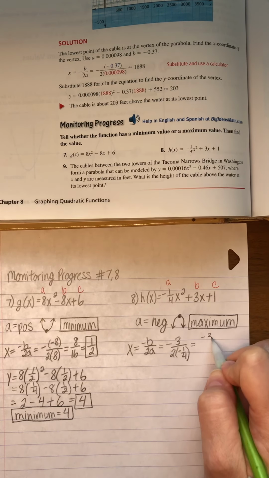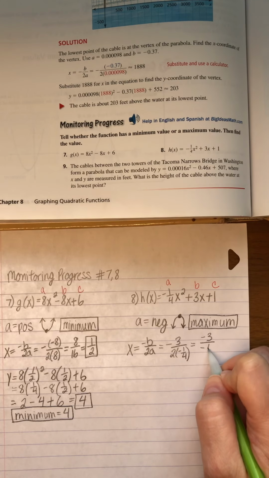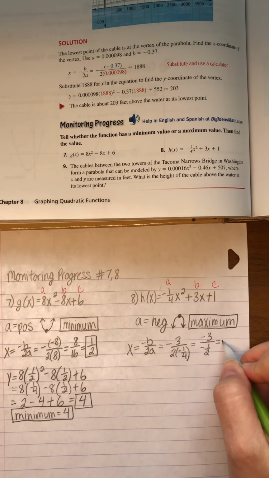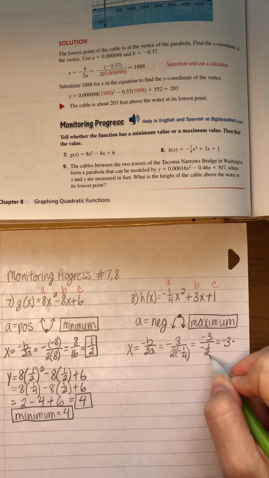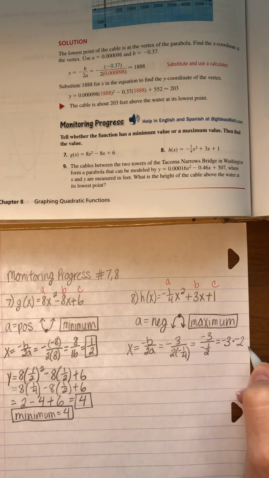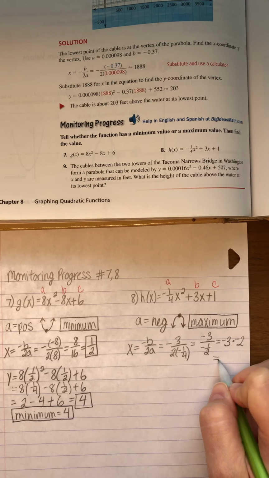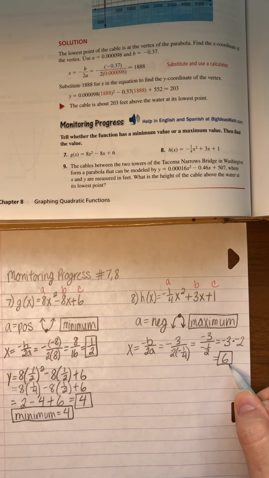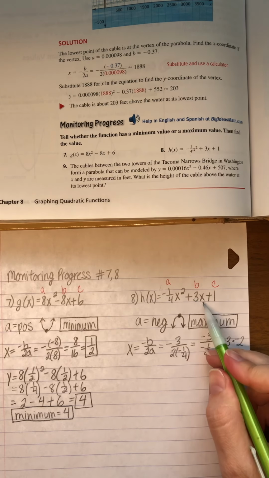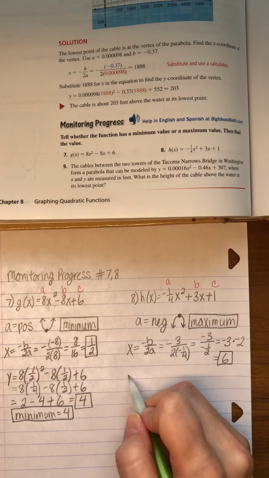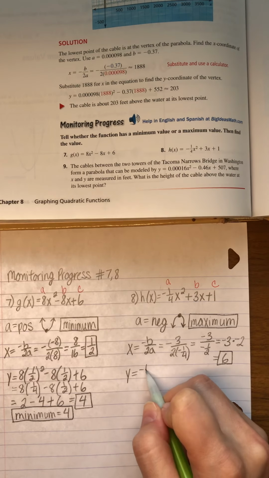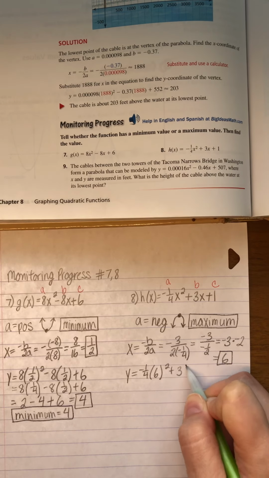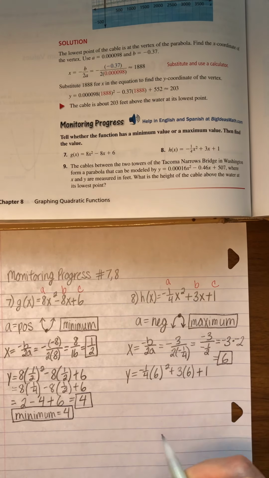This becomes negative 3 over negative 1/2. And here we can do keep, change, flip. So we're going to have negative 3 times, let's flip this, negative 2. So we have our value is positive 6. Let's take the 6 and let's plug it into our equation for x, and we can find the y of the vertex. y equals negative 1/4 times 6 squared plus 3 times 6 plus 1.